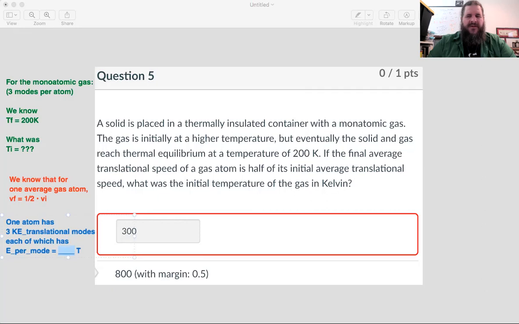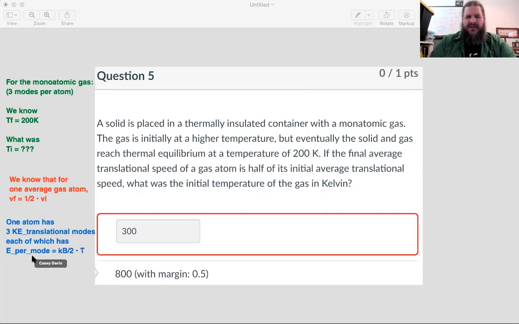That's actually just going to be 1/2 kBT. The three comes from the fact that we've got three modes. So we will have 3/2 kBT for the total kinetic energy of one atom. But the energy in one mode would just be 1/2 kBT. So the energy per mode, and this coefficient is really just something you have to memorize.